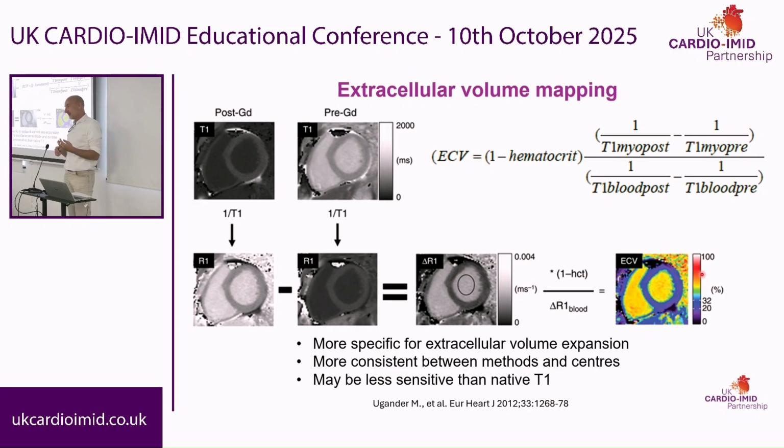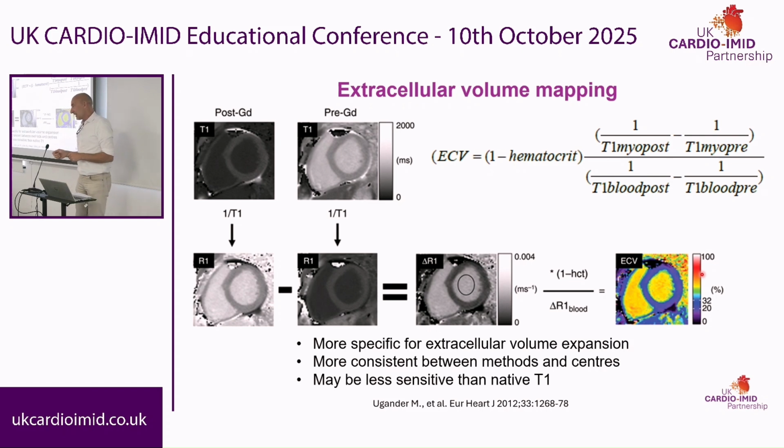Just the extracellular space. So if you have more extracellular space, there should be more contrast there. So you should have a lower T1 in myocardium that has more extracellular volume. And then using this formula, you can figure out what the actual percentage is of extracellular tissue within the voxel that you're imaging. And that's called extracellular volume mapping.